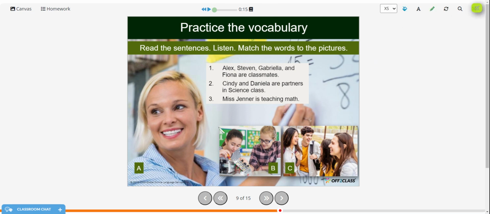All right, so picture A, go with number 3. Miss Jenner is teaching math. So you can see the numbers here. Picture B, Cindy and Daniela are science partners. So that would go with number 2. And Alex, Stephen, Gabriella, and Fiona are classmates. Goes with picture C.